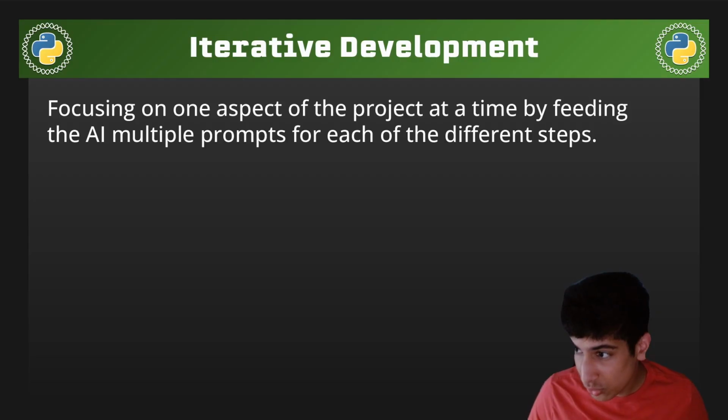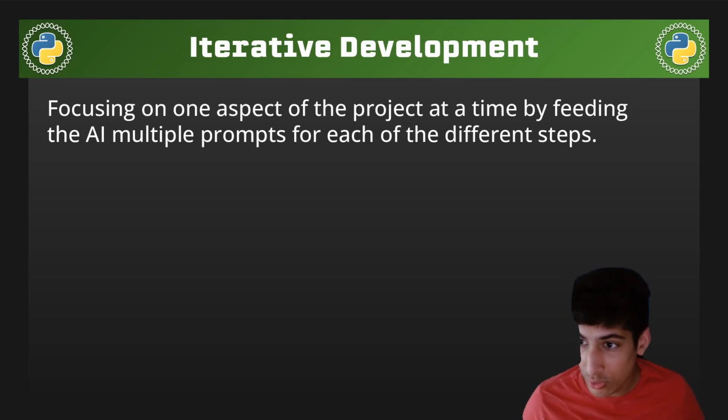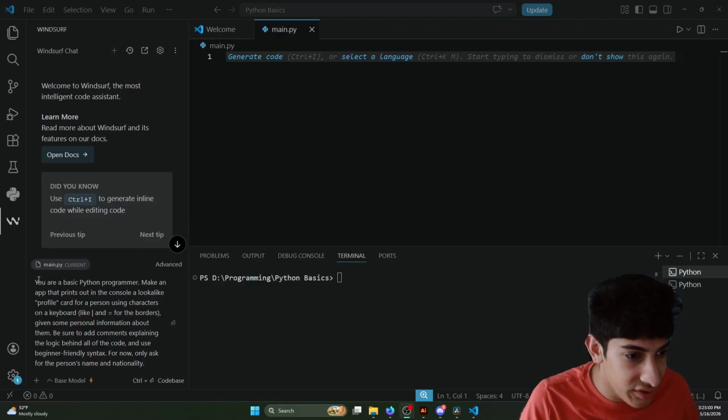So in order to do that, we can make use of iterative development, or focusing on one aspect of the project at a time. And so the way we can do that is by giving the AI multiple prompts to work through with one prompt for each step of the process. Okay, so now here's an example of iterative design.